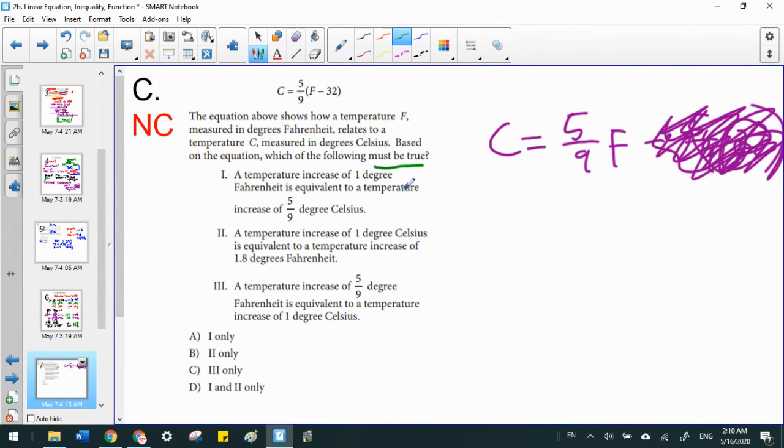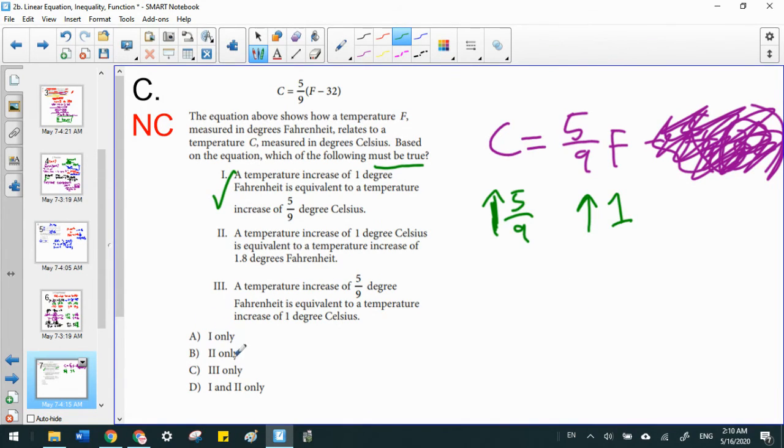So statement number one says a temperature increase of 1 degree Fahrenheit leads to a temperature increase of 5/9 degrees Celsius. So if I were to take my Fahrenheit and increase by 1, it would make sense that the Celsius would increase by 5/9, because that's a number that's being multiplied by the slope. You get that part. So then that means 1 is definitively true.